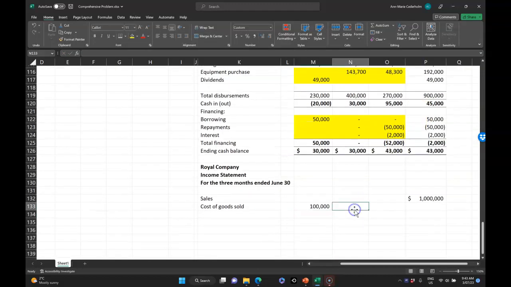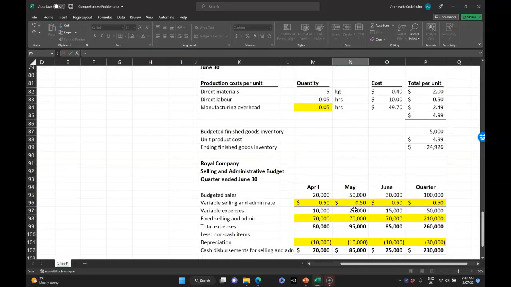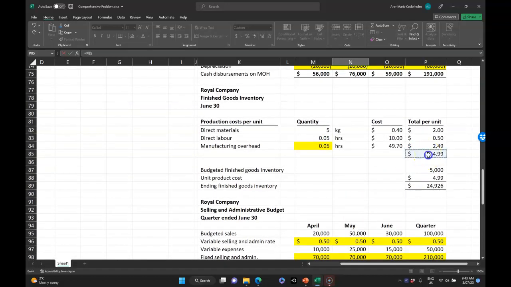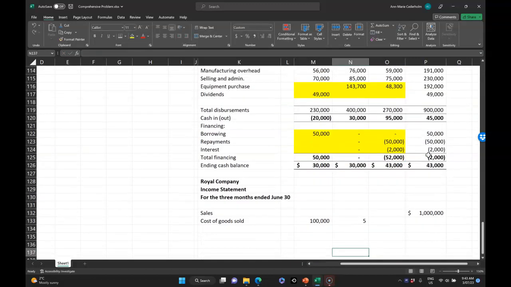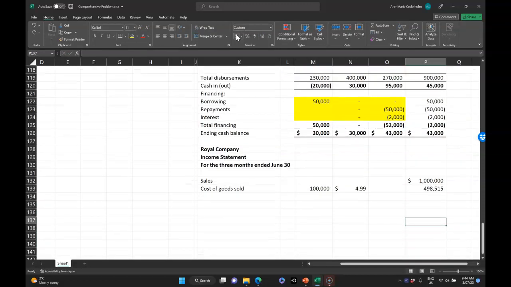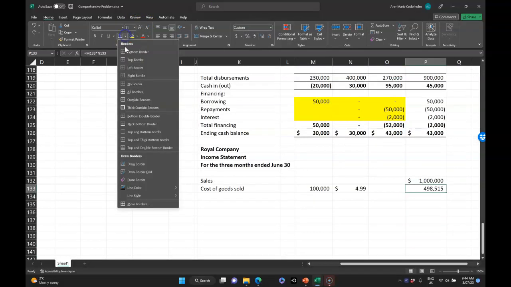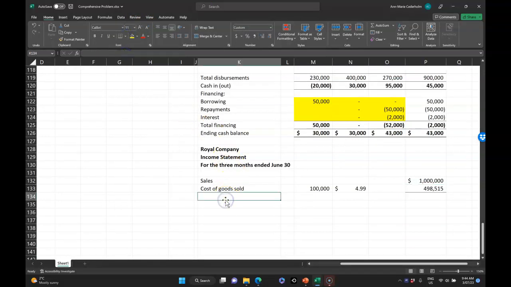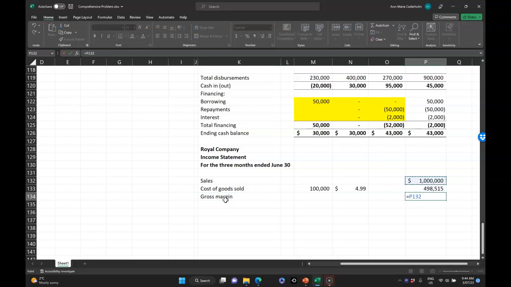And then if we multiply that by our product cost, so remember when we were doing our finished goods inventory account, we figured out the product cost per unit. So I'm just going to multiply that by the $4.99. And then that'll give me my cost of goods sold. So 100,000 times $4.99. And then this gives us our gross margin, or sometimes we call it gross profit. So just take your million minus the 498,515.